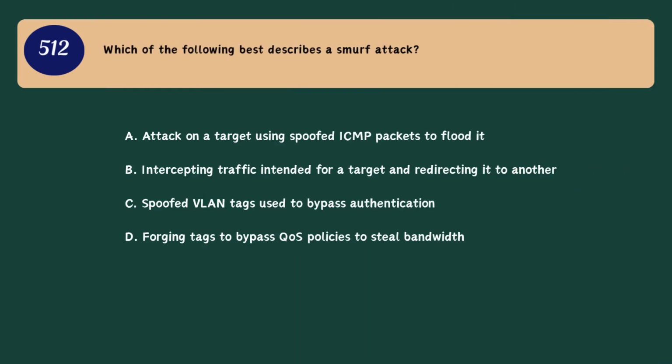Question 512. Which of the following best describes a Smurf attack? A. Attack on a target using spoofed ICMP packets to flood it. B. Intercepting traffic intended for a target and redirecting it to another. C. Spoofed VLAN tags used to bypass authentication. D. Forging tags to bypass QoS policies to steal bandwidth.